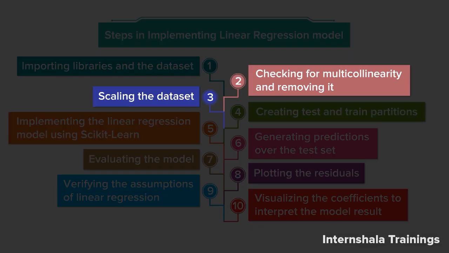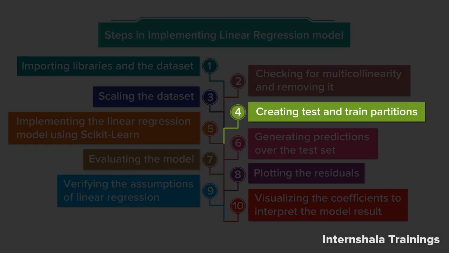Now that we have scaled our dataset and removed the multicollinearity, we can focus on training our model. We will start by dividing the dataset into train and test set. As we have already seen this before, we will skim through it.